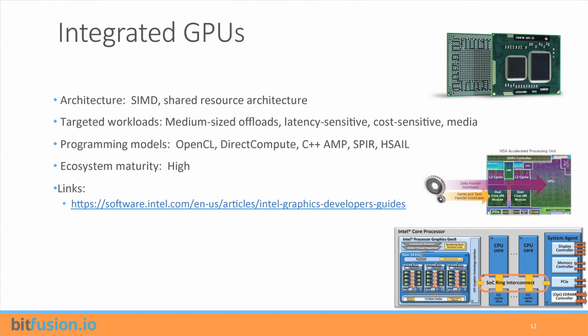The programming model there is basically OpenCL. OpenCL is another parallel programming paradigm like CUDA, and it supports DirectCompute. It supports C++ as well, because Intel built it and wants to make sure things work at the C++ level. Then you have SPIR, HSAIL, and all those things. The ecosystem maturity for this is very high because everybody has this on their laptop. Now anybody can develop for it. So that's the state of integrated GPU. And the way things actually work is essentially it's on the same chip.